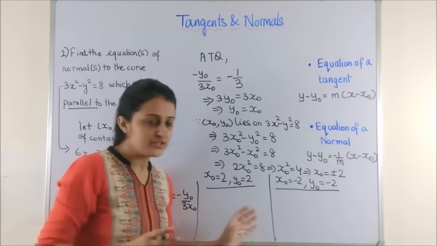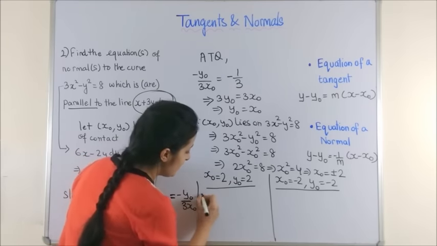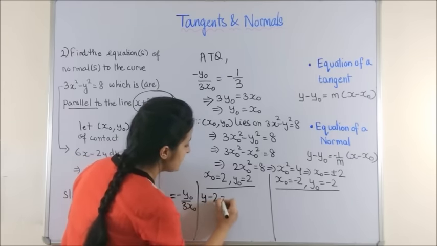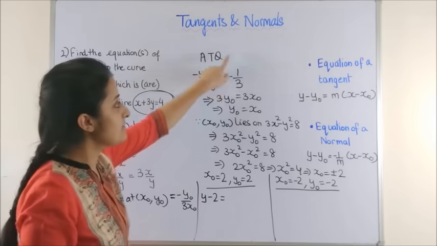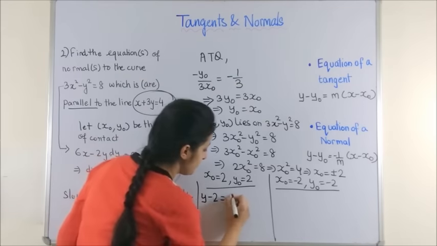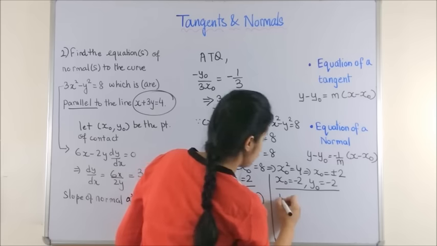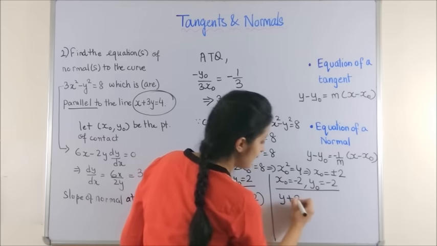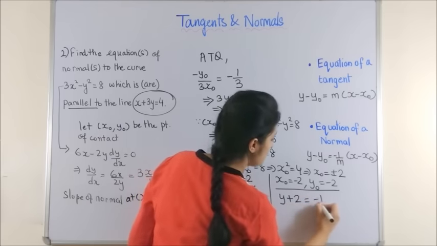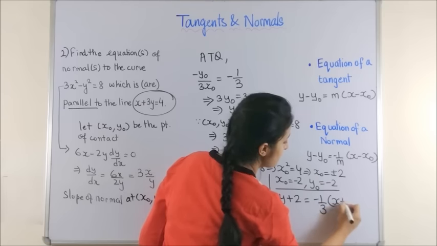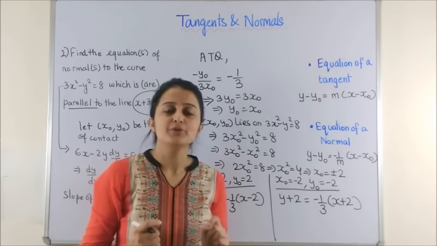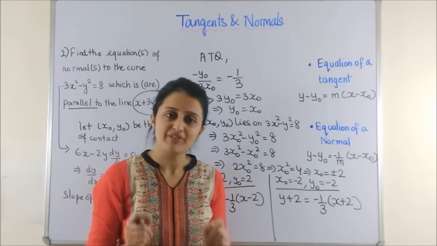Now, to get your equation of normal, we simply say y minus y naught is equal to, now the slope is the same as minus 1 by 3 into x minus 2, and likewise y minus y naught, that makes it plus 2, is equal to minus 1 by 3 into x plus 2. Make sure to cross multiply and give a simplified answer.